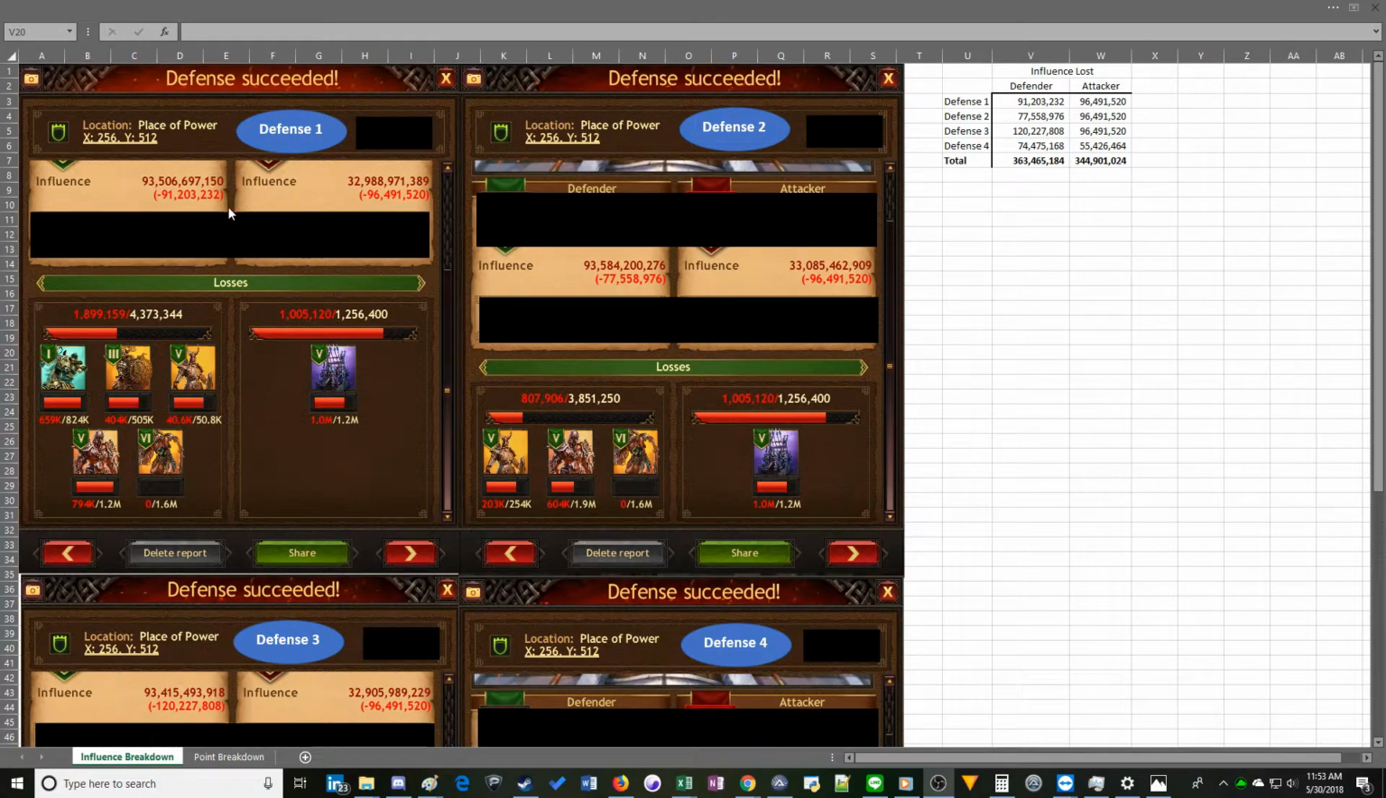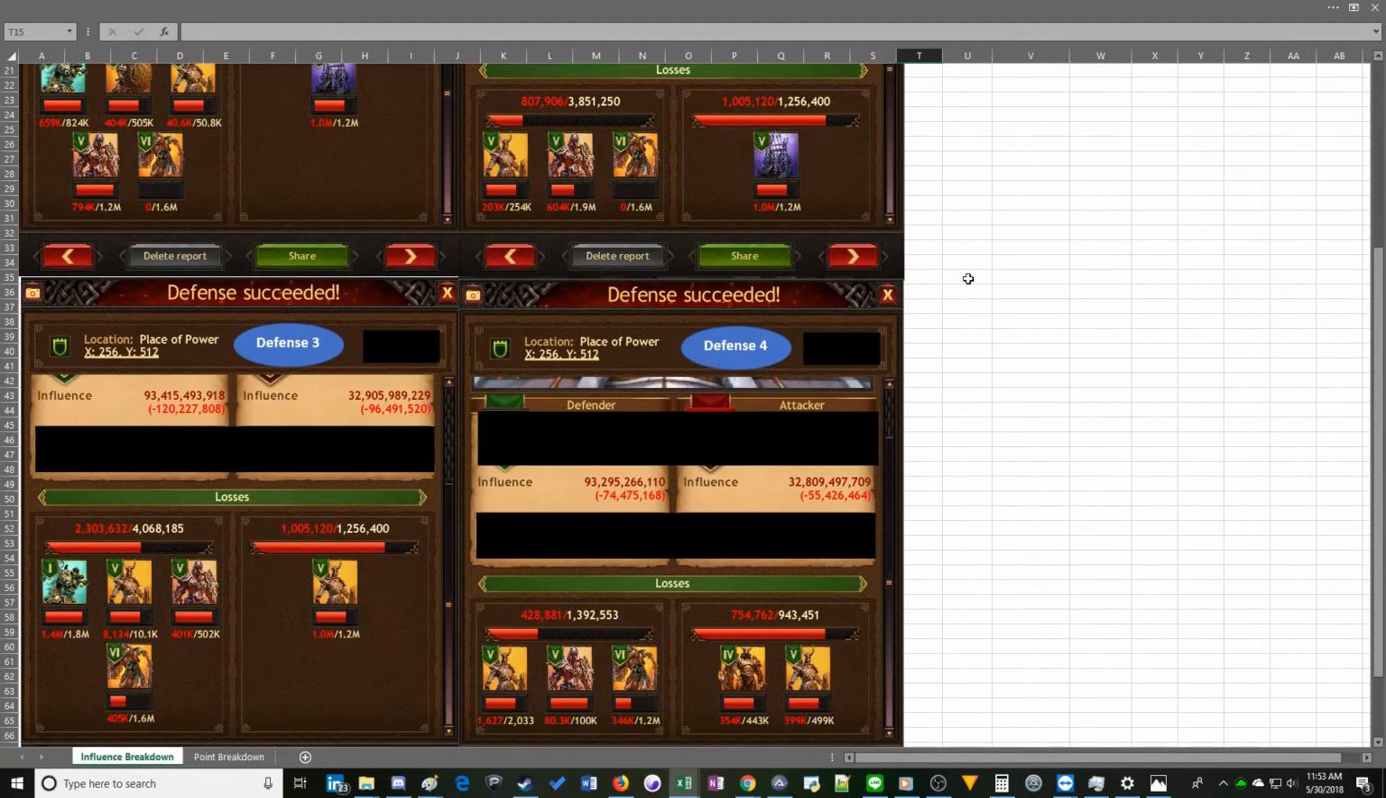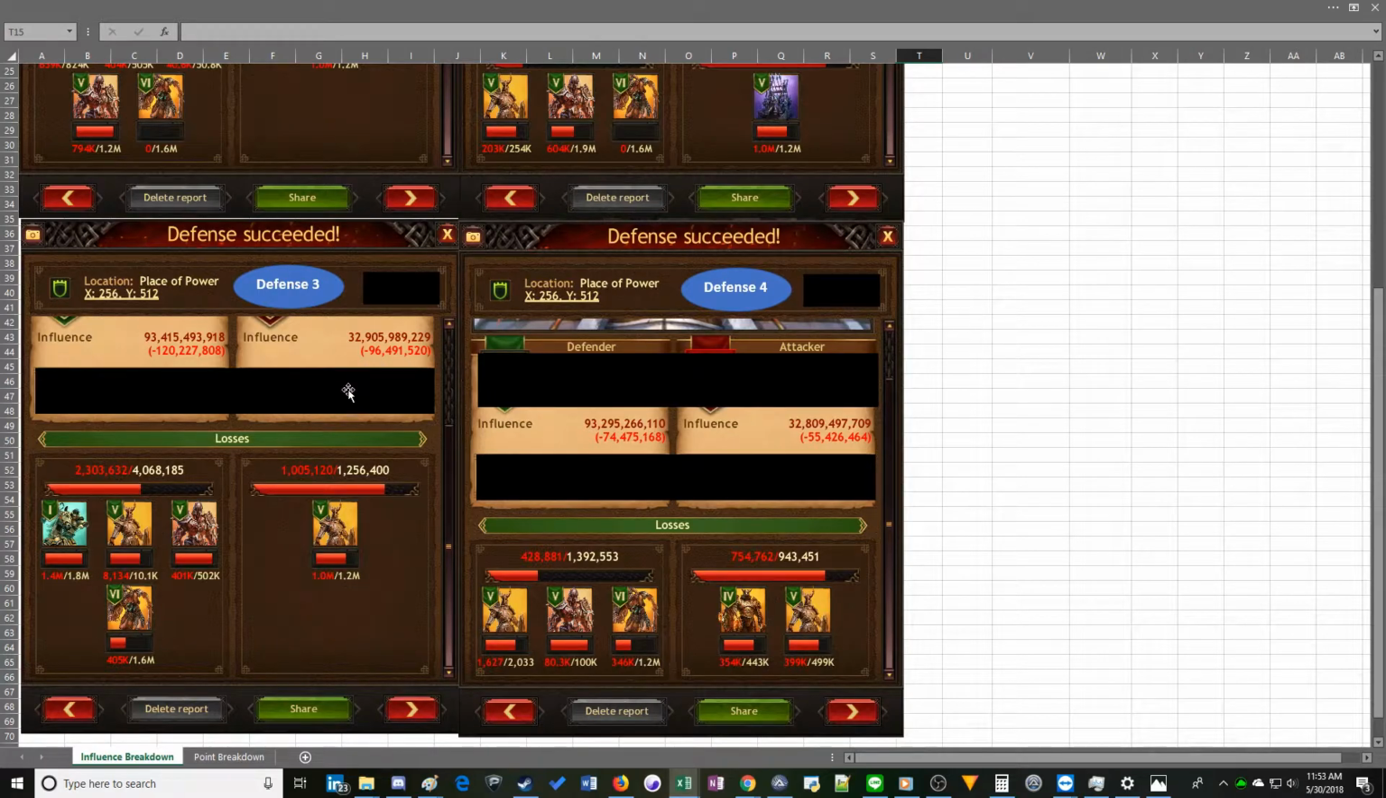Up here, we just have the influence loss breakdown. In total, if we look at all 4 reports, and this was the last one before I managed to pull all the troops out. So at this point, I got everything out of the pop, and we didn't actually have a defense loss, which was really good for us.